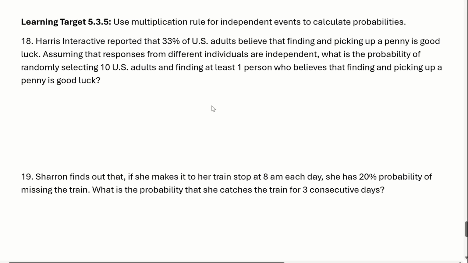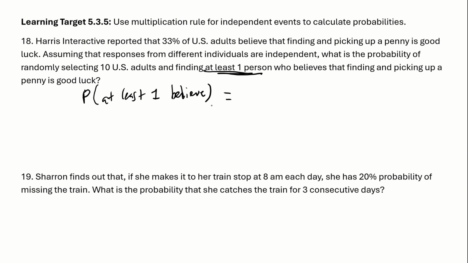So, all right, so at least one person. So that means 1 or 2 or 3 or 4 or 5 people, right? So on and so forth. So the opposite of getting at least one person is getting none of them. Okay, the opposite of getting 1 or 2 or 3 or 4 or 5 people that believe in a penny for good luck is the probability of getting none. Okay, and that's easier to do. So we're going to do the probability of at least one believes is 1 minus the probability that none believe.